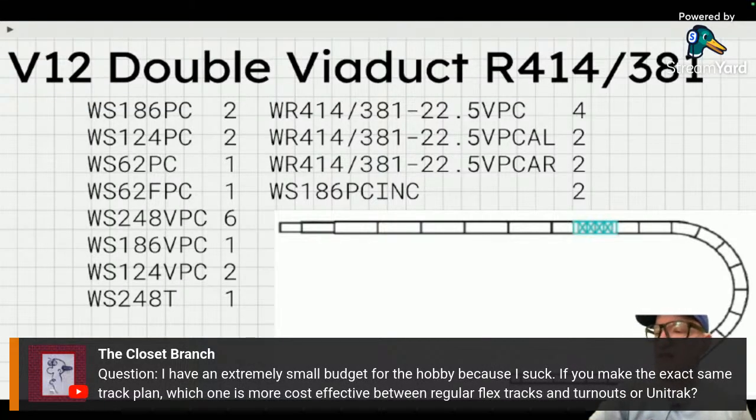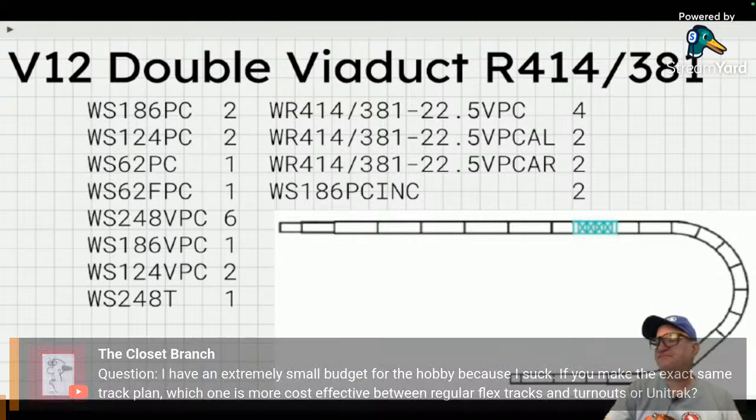Question: I have an extremely small budget for the hobby because I suck. Okay. If you make the exact same track plan, which one is the most cost effective between regular flex track and turnouts, or Unitrack?